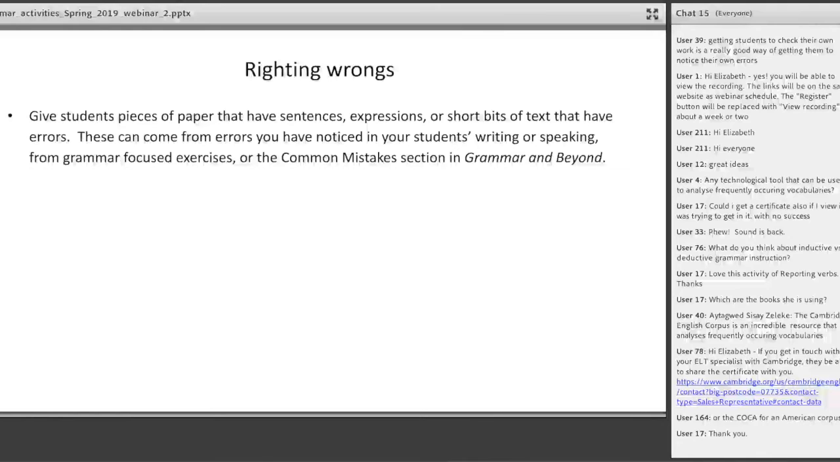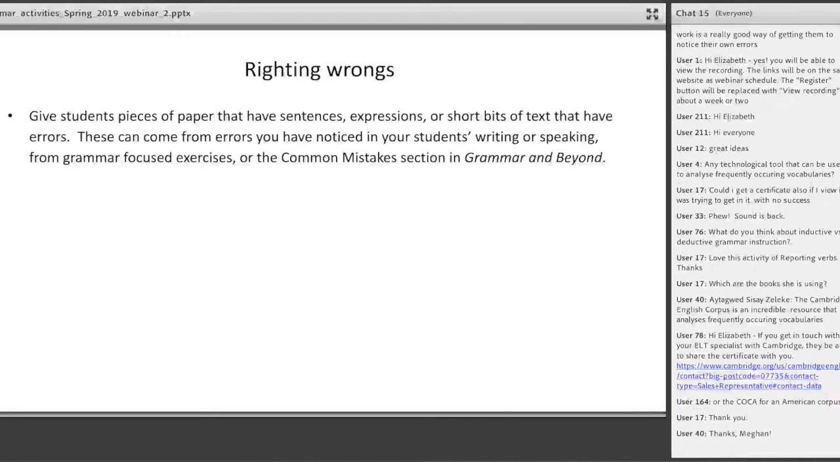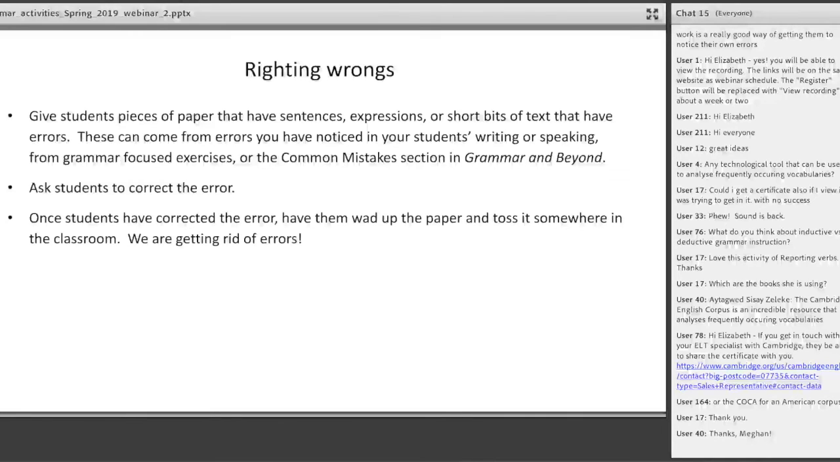So give students pieces of paper that have different sentences or expressions that have errors. So maybe you've finished grading papers, or you're realizing that students are going to be encountering some of these common errors. So you have these excerpts on little slips of paper, and you pass them out to your students. So there's lots of different texts out there with errors. And then you ask the students to correct the error. So they're doing this much like the activity when they would be correcting the error that's on the board.